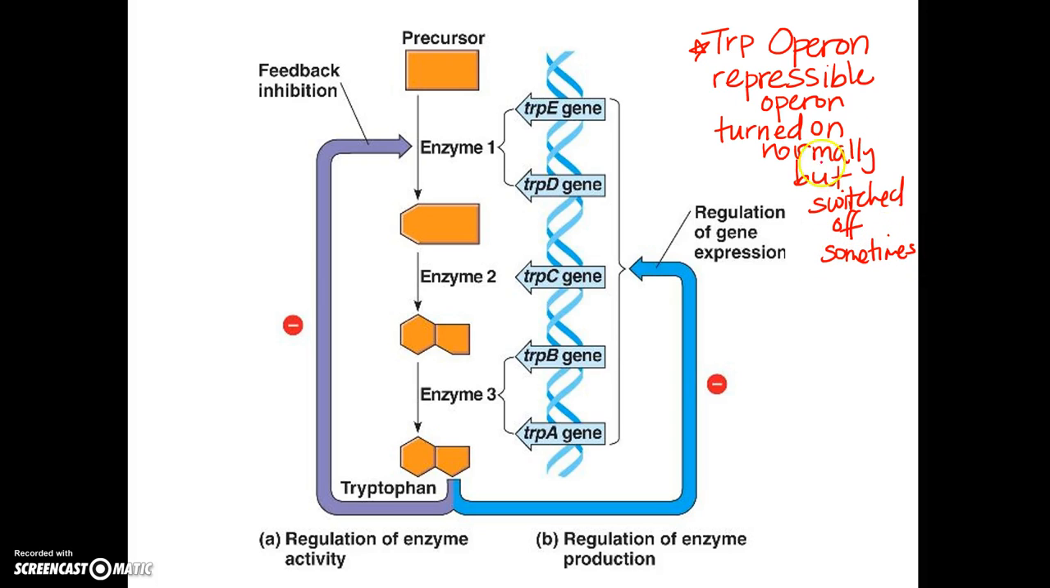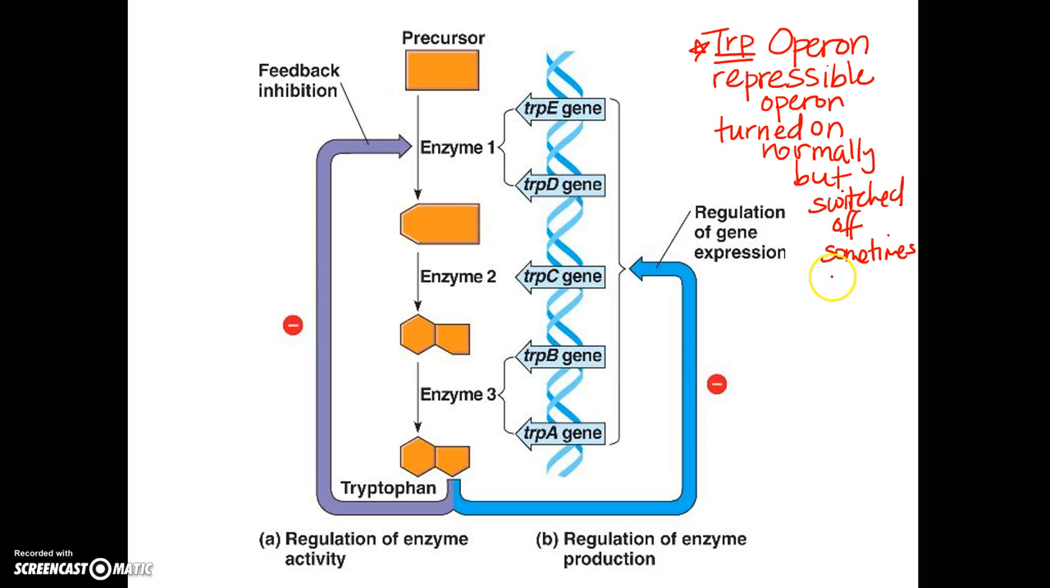So that's a little bit different from the Lac operon. The Lac operon is normally switched off, and then as soon as lactose is present, it turns on. So this is sort of the opposite. Let's talk about what this is. Everybody has heard of lactose, but not very many people have heard of tryptophan. So Trp, this is an amino acid, and it's a really important amino acid.